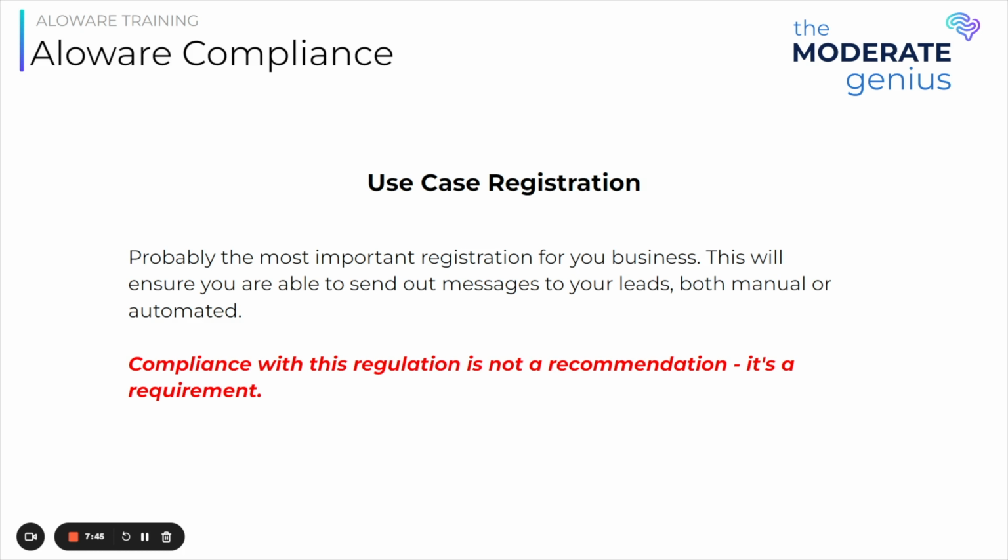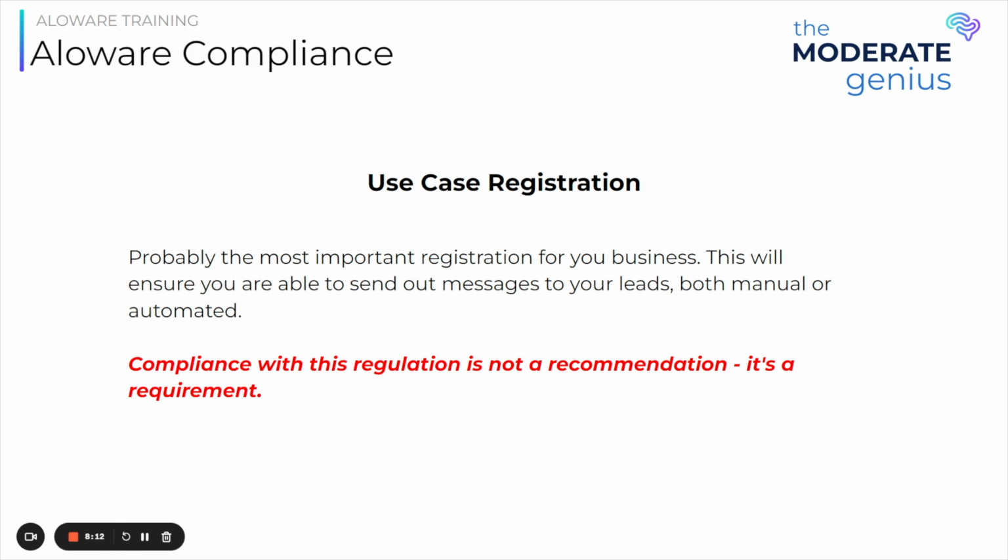And the final and definitely the most important step is the use case or campaign registration. This will ensure that you can actually send out text messages. This applies to manual or automated messaging your business is doing.